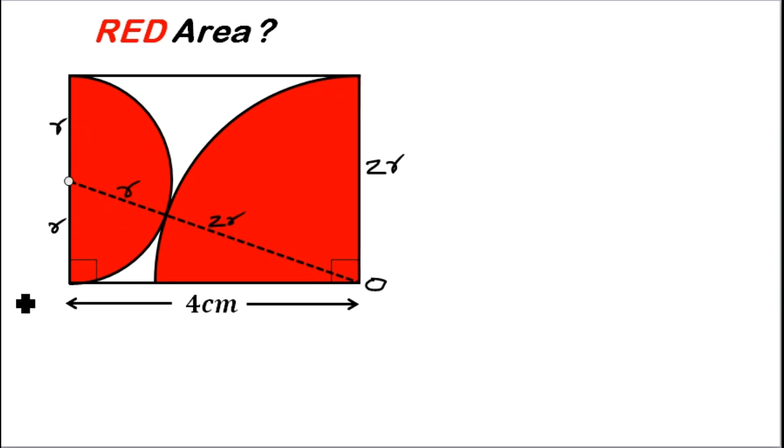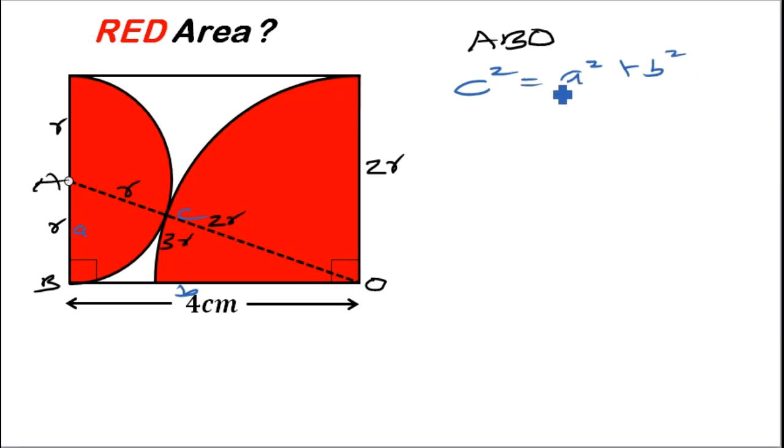So what do we have here? We have this length is r plus 2r, giving a total of 3r. Now if you look at that, we can use Pythagoras theorem because we have a right angle triangle. So if we let these points be A and B, you can see triangle ABO. Triangle ABO is a right angle triangle. So we can use Pythagoras theorem by letting the two shorter sides be A and B, then the longer side is the hypotenuse C. So according to Pythagoras theorem, C squared is equal to A squared plus B squared.